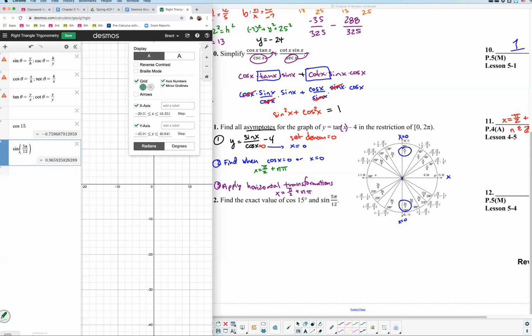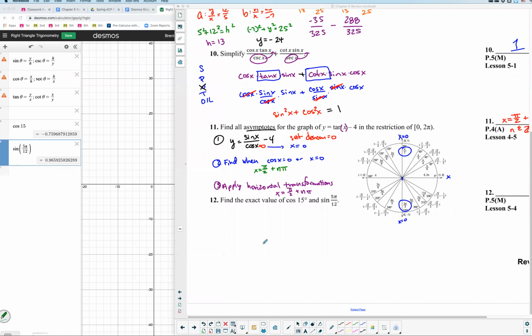So sine of 5 pi over 12 is going to equal 0.9659, and so on and so forth. And cosine of 15 in degrees is 0.9659, and so forth, which it looks like. Let me go back. I think those answers are the same. It looks like those 2 decimals are the same. Let's check it out. So how would I do this by hand? I'll just leave that in the radian one. It says find cosine of 15 degrees and sine of 5 pi over 12.